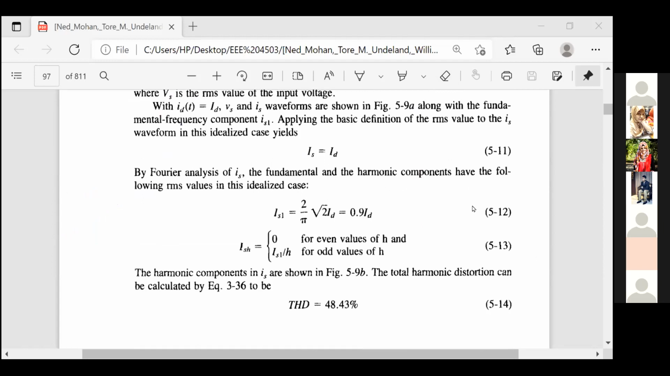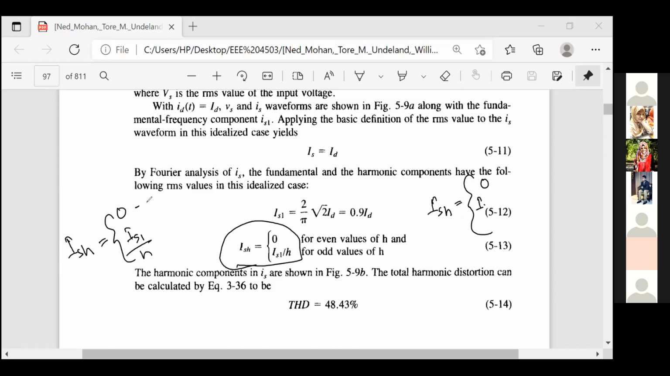Okay. So if anyone is interested, then he can always find out the other harmonic components, and for this one, they write down this way. Let me write down this one. ISH is either 0 or IS1 by H. When will it be 0?